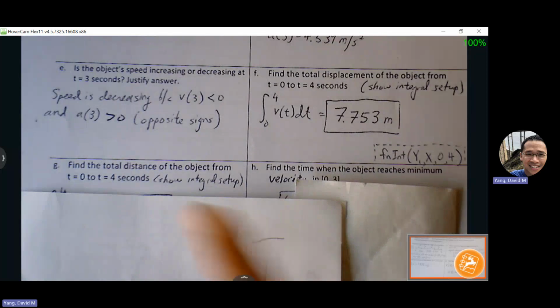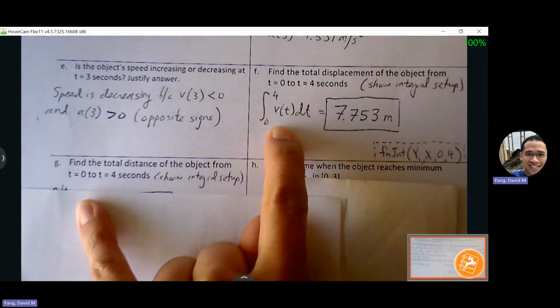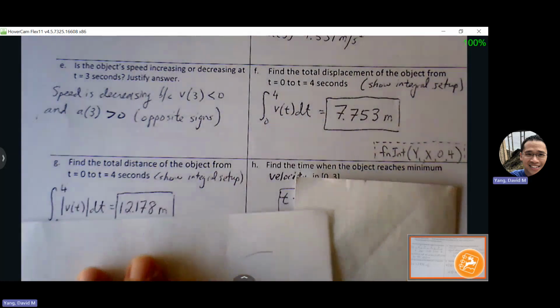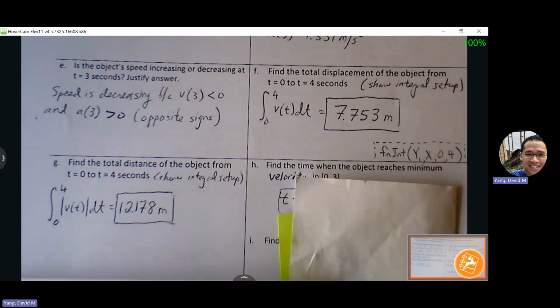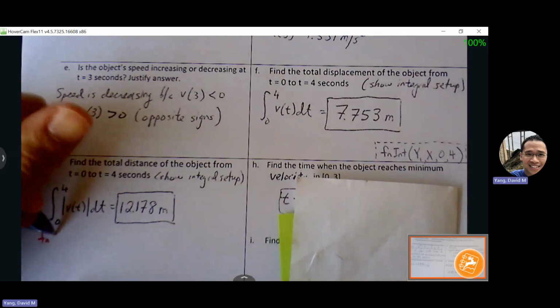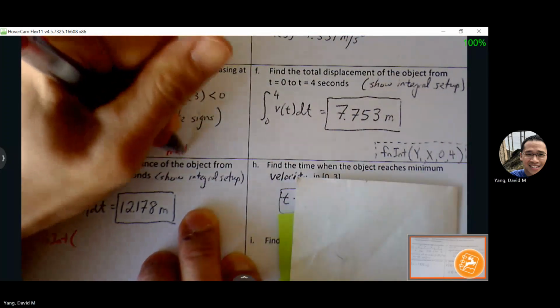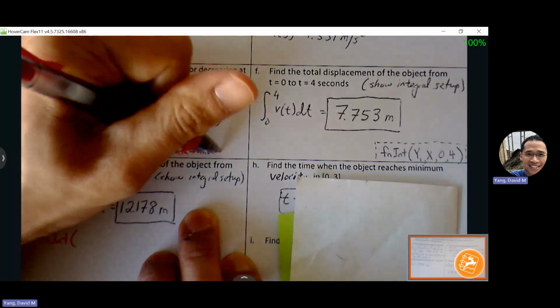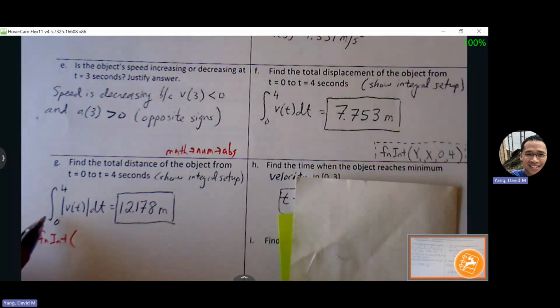Part G, total distance looks a lot like displacement, just with what? With absolute value, right? So absolute value needs to be around the velocity function. So with an older calculator, it'll look like this. It'll be Fn integral. Again, to get to absolute value, you're going to do math, number, ABS. Make sure you do that after you do your integral notation.